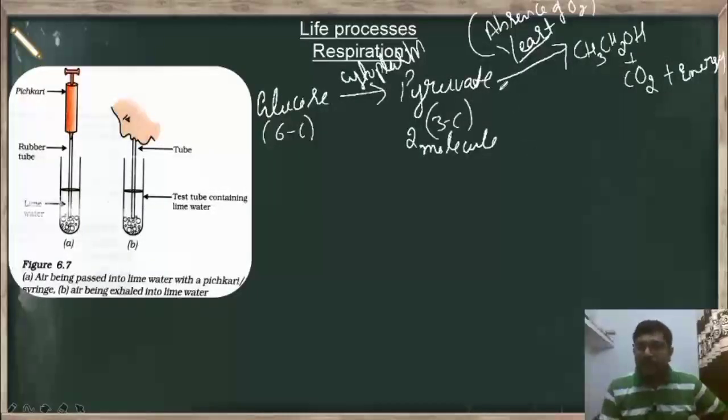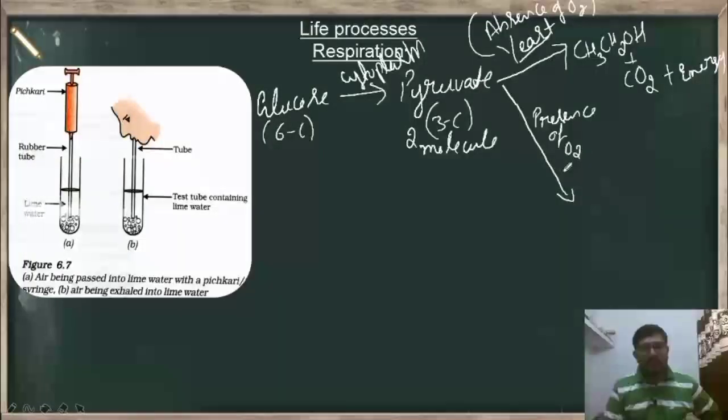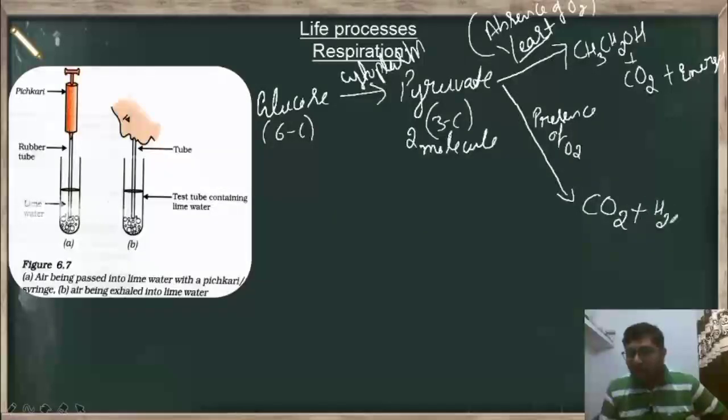And then when it comes to the aerobic organisms, now in presence of oxygen, that means aerobic organisms, they use oxygen for respiration. So in that case, the pyruvate, which is 2 molecules, breaks down into carbon dioxide. Along with that, what does it release? It releases water, that is H2O, plus it also releases energy, but the energy released is high.